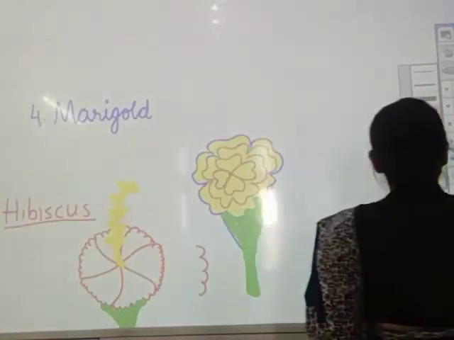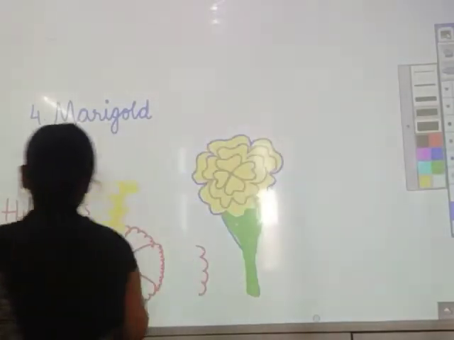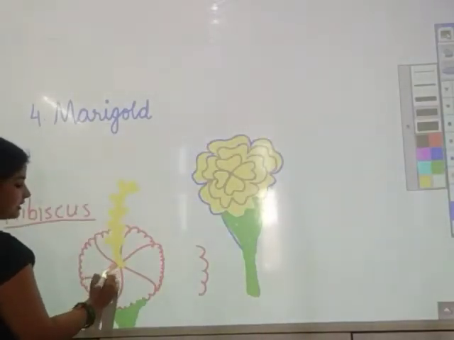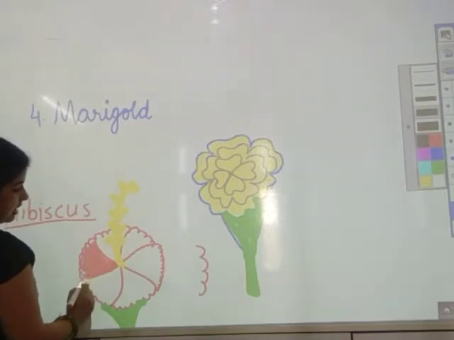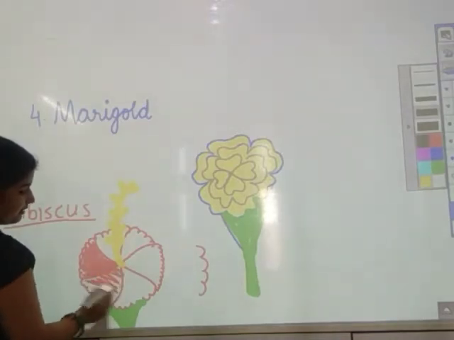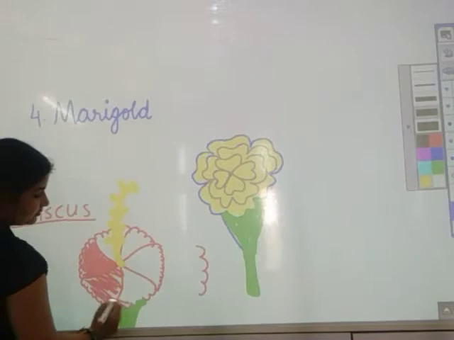Hibiscus are also of different colors. Hibiscus भी different colors के होते हैं. They are yellow, they are white, they are pink, they are red. So I am coloring my hibiscus of red color.